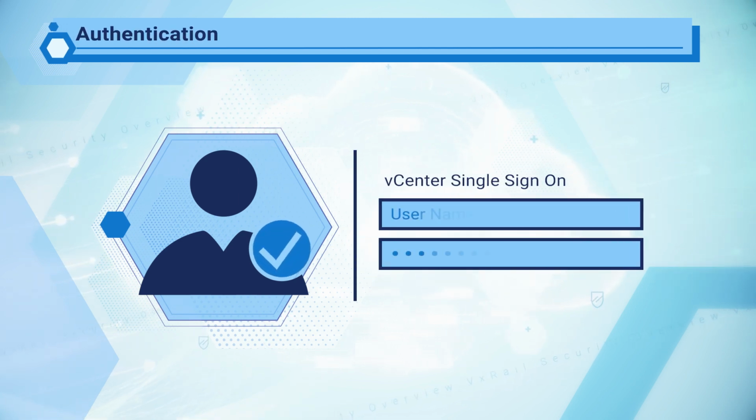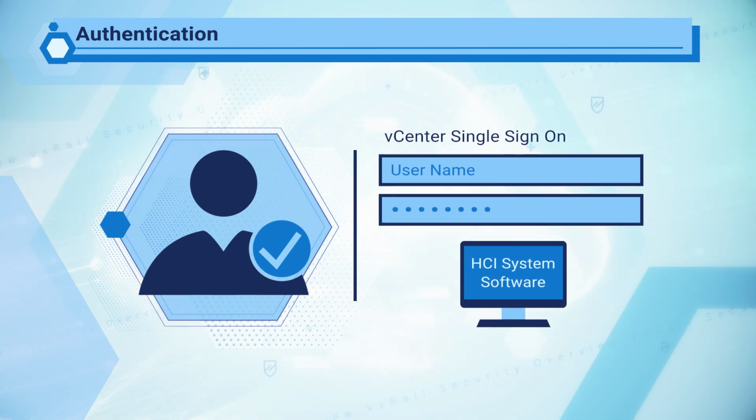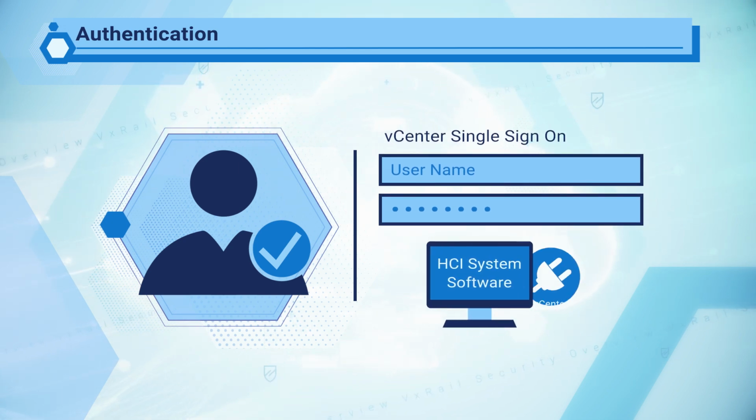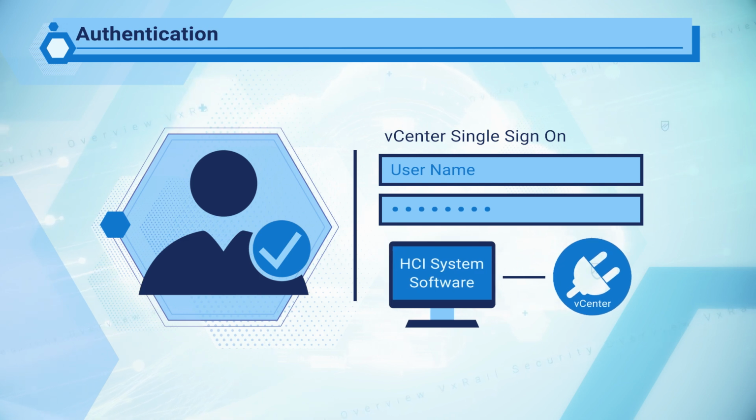vCenter Single Sign-On, or SSO, handles authentication into the HCI system software through the vCenter plugin using the VxRail API. vCenter supports organizations' centralized identity management system so that users can access all permitted systems. This follows authentication security policies.